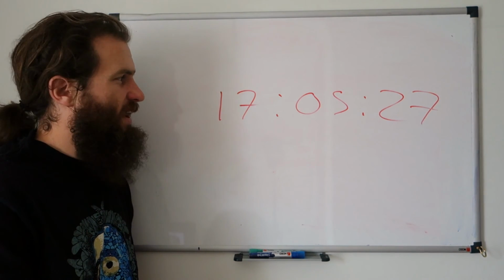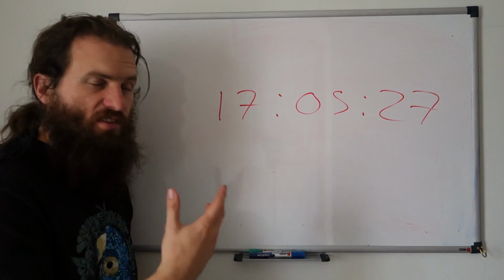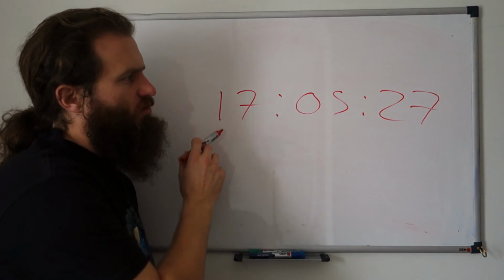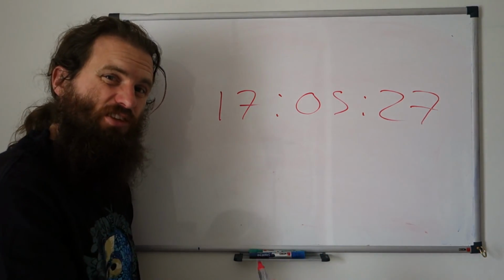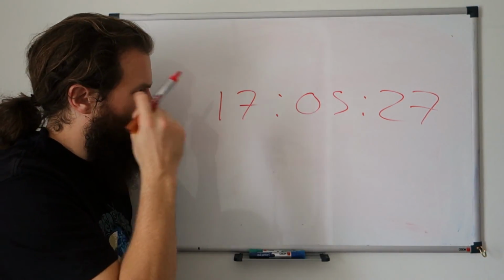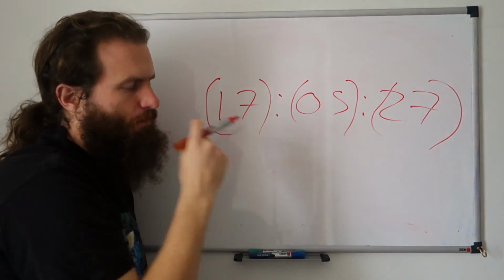Just a final thing to say about 1705.27. Whilst this is in base 60, we're obviously using decimal numerals to represent each of these digits. This is actually only 3 digits in base 60. So this is the 1st digit, this is the 2nd digit, and this is our 3rd digit.